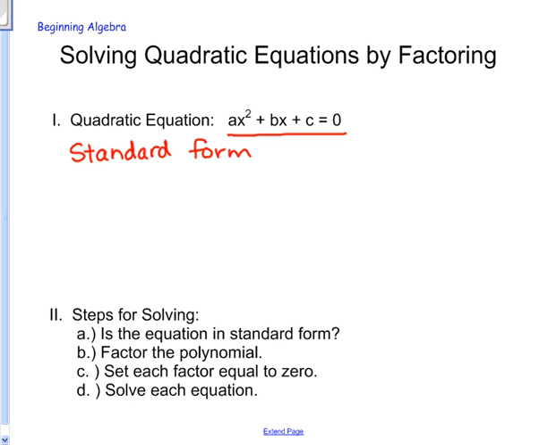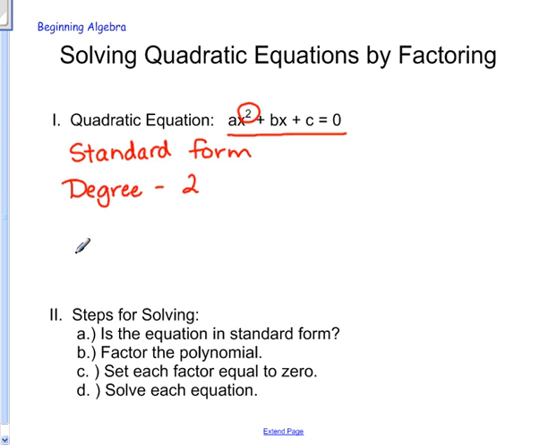In other words, when all of your terms are on one side and it's equal to 0, it's in standard form. Notice the degree of this equation. The degree of a quadratic equation is 2, always 2. That 2 tells you the number of solutions that this equation should have. So a quadratic equation is going to have 2 answers, 2 values for x that will make the equation true.